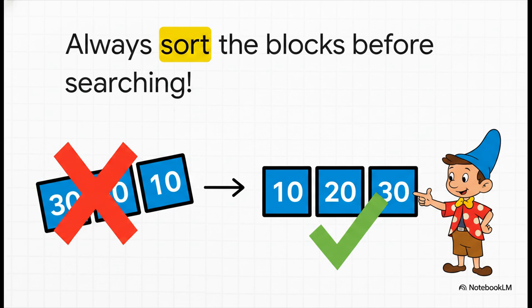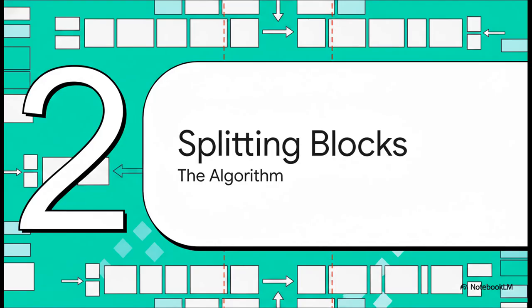Please kindly keep this in your mind. If the blocks are all jumbled up, say 30 is sitting right next to 10 and 20 is wandering off at the very end, this algorithm simply will not work. It will give you the wrong answer entirely. So remember, first we sort, then we search. All right, let's move on to the actual secret, splitting the blocks.